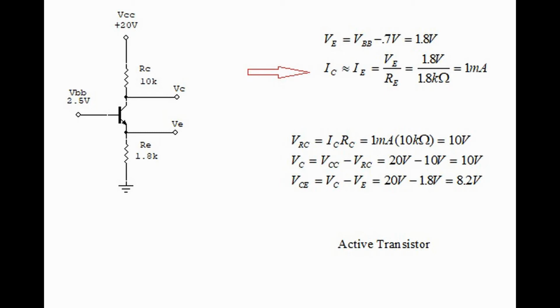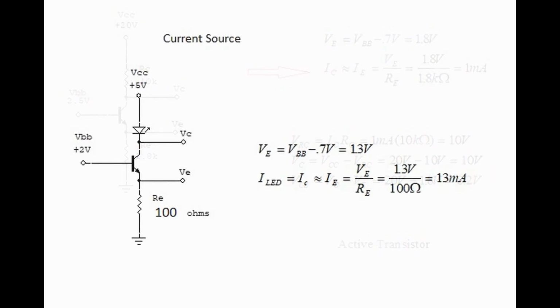Then we find voltage at the collector with respect to ground, that's VC equals 20 volts minus 10 volts, which equals 10 volts. Finally, we find voltage CE, that is voltage at the collector minus voltage at the emitter. So that's 20 volts minus 1.8 volts. It equals 8.2 volts. That means that this transistor is active. This is an active transistor circuit.